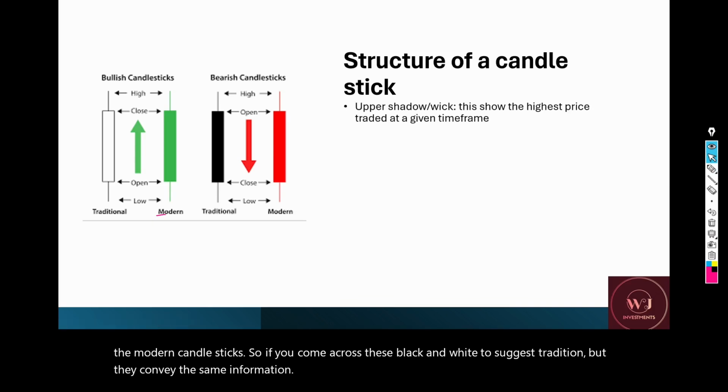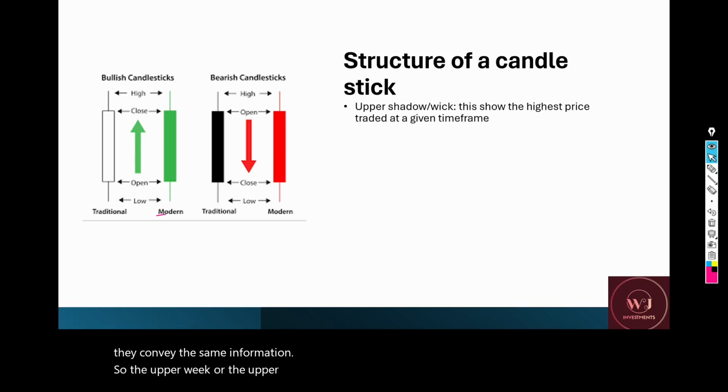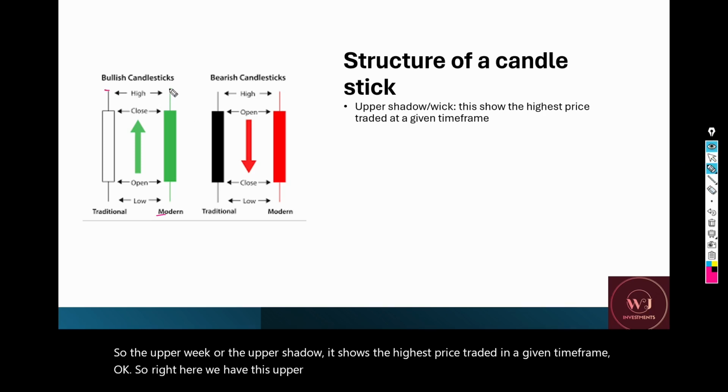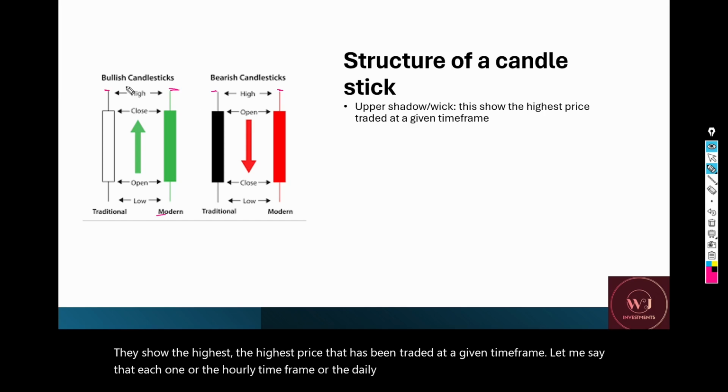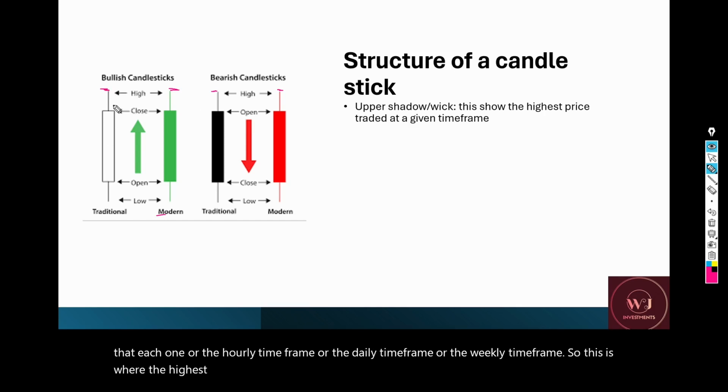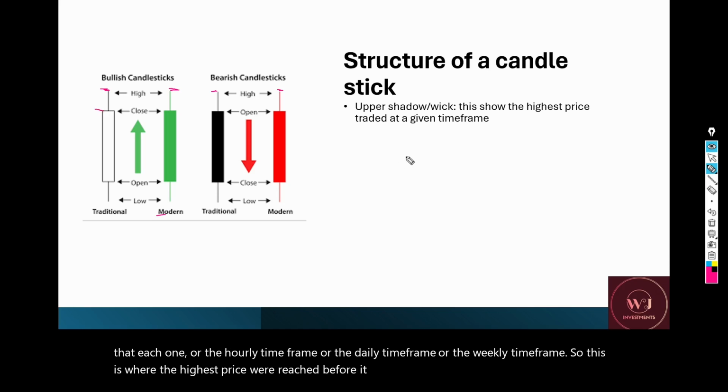So the upper wick or the upper shadow shows the highest price traded in a given time frame. Okay, so right here we have this upper wick. It shows the highest price that has been traded in a given time frame, let me say the H1 or hourly time frame, or the daily time frame, or the weekly time frame. So this is where the highest price was reached before it went back to close.